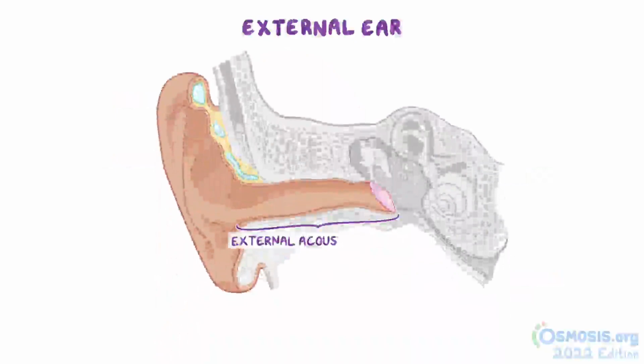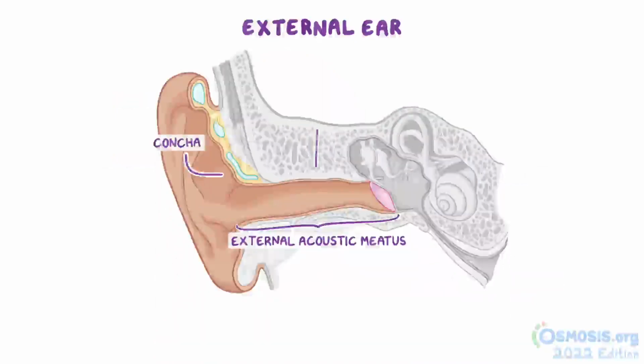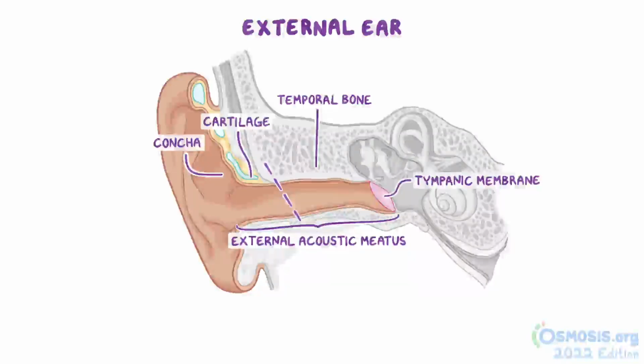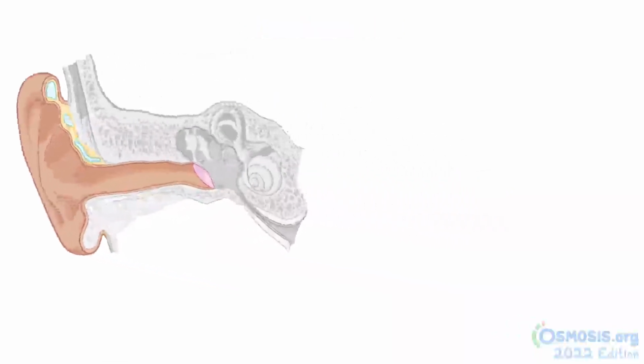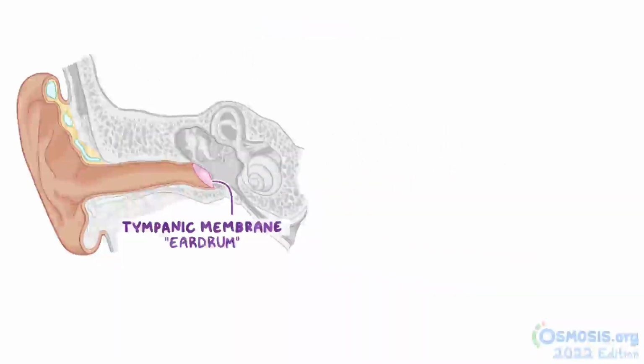The next part of the external ear is the external acoustic meatus, which is an S-shaped canal that extends from the concha through the temporal bone to the tympanic membrane. The entire canal is covered with skin and is divided into a lateral third made of cartilage and a medial 2/3 made of bone. Now, at the end of the external acoustic meatus, there's the thin oval tympanic membrane, more commonly known as the eardrum, which separates the external ear from the middle ear.